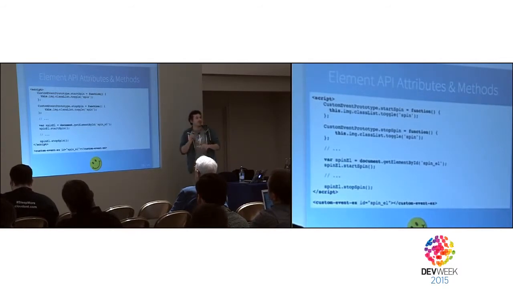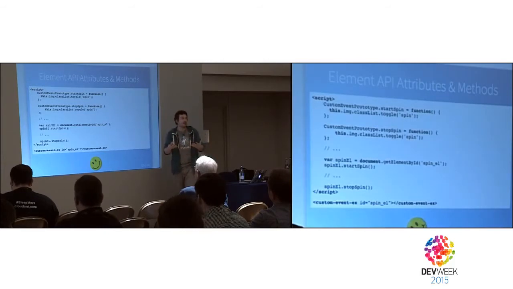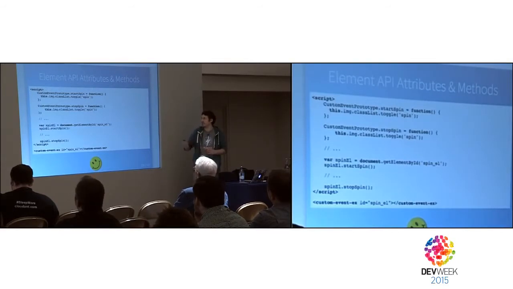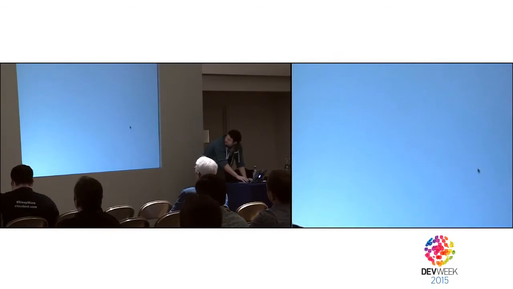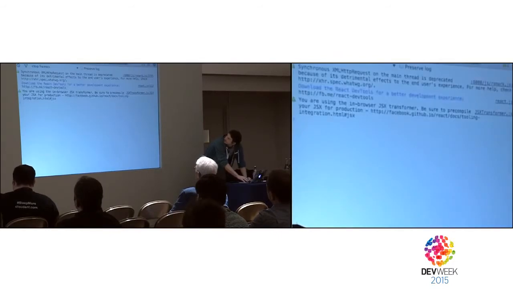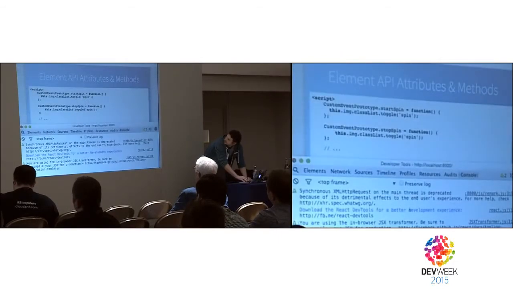We've also got the attributes. You saw me change that attribute anyway. If you do setAttribute on an element, you're invoking the API that element exposes. You've also got these functions as well. On the prototype, I'm saying startSpin and stopSpin. And then if I execute this, I'm going to have to open my DevTools again.